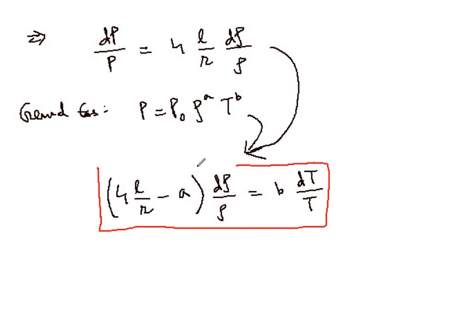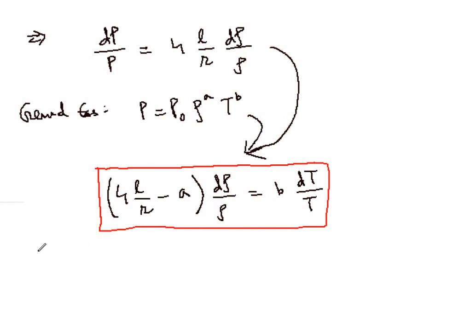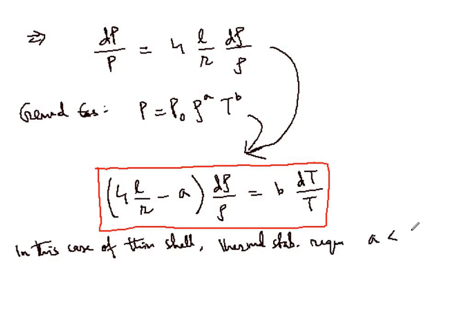This is again an instability in thin shells, which we are considering right now. So you see, in this case of thin shell, thermal stability requires A be less than 4L by R. This is different to the previous condition. So as we can see, a sufficiently thin shell can always violate this condition for any value of A, at which point expanding the shell will result in an increase in temperature.